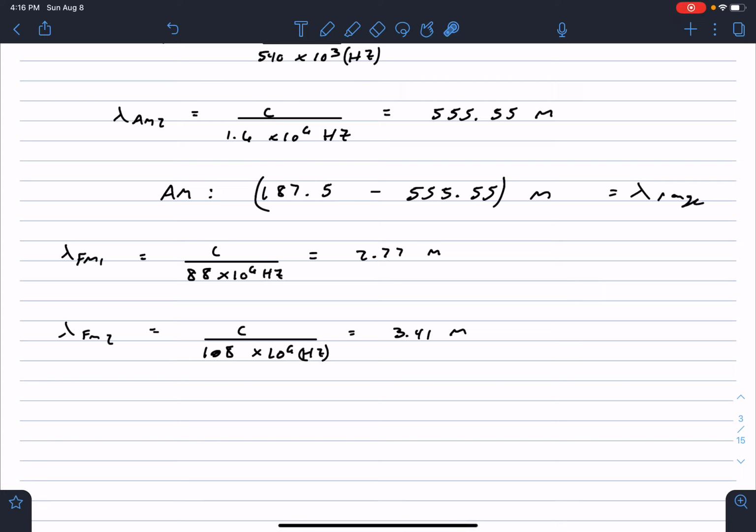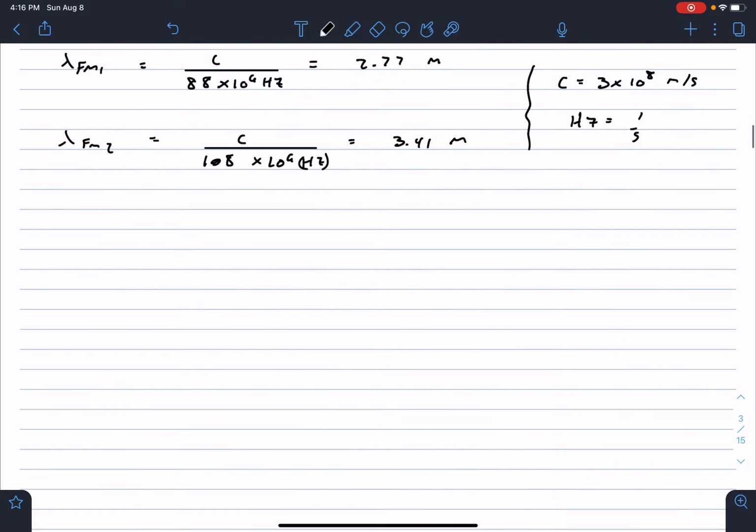Just before I finalize these problems, C is the speed of light, 3 times 10 to the 8 meters per second. That's what I'm plugging in. The unit of hertz is equal to 1 over seconds. Just reiterating in case anyone is confused or has forgotten since the last problem. So for FM, our range of lambda is going to be 2.77 to 3.41 meters. Great.